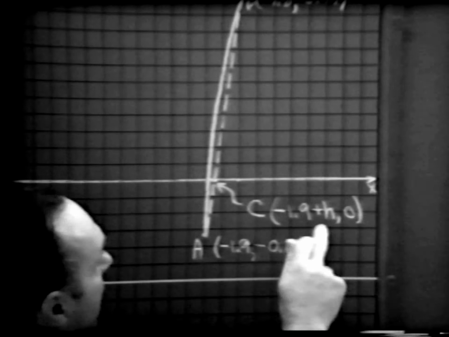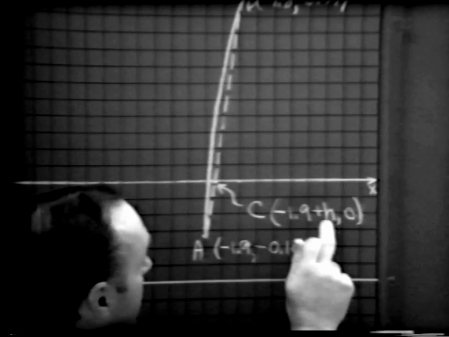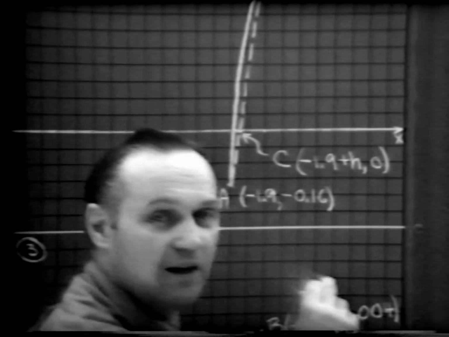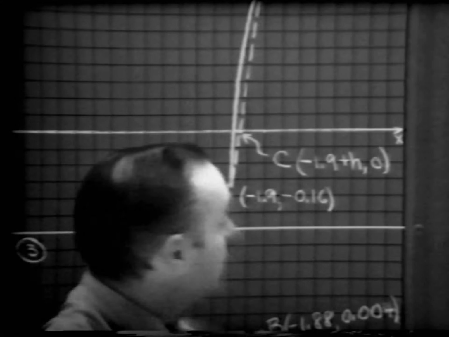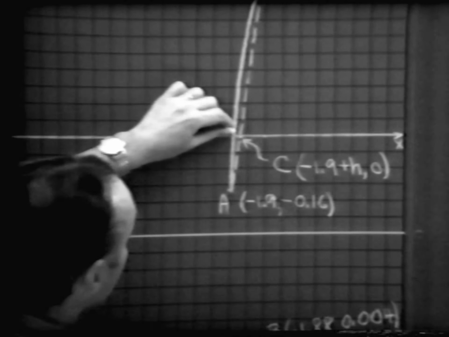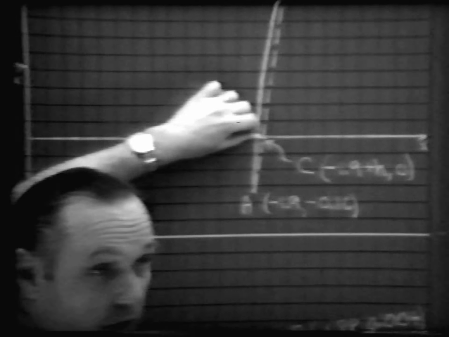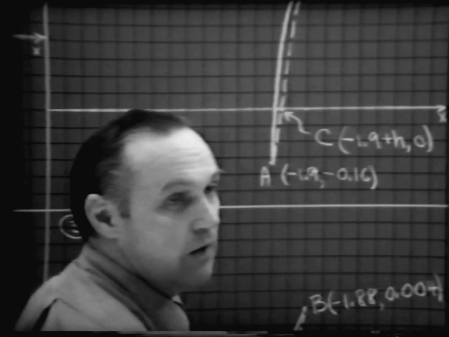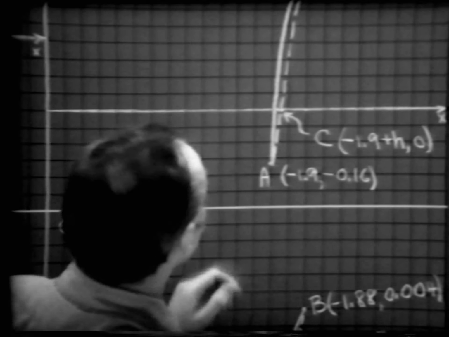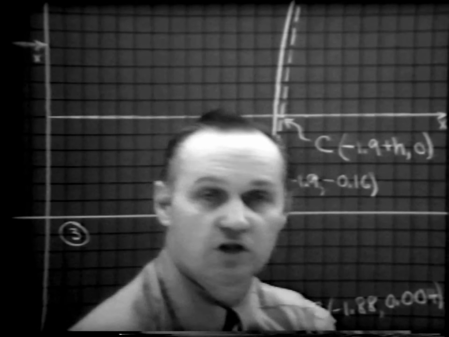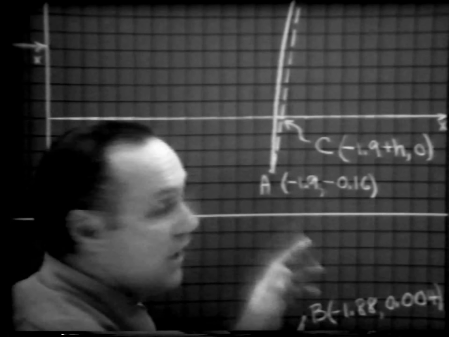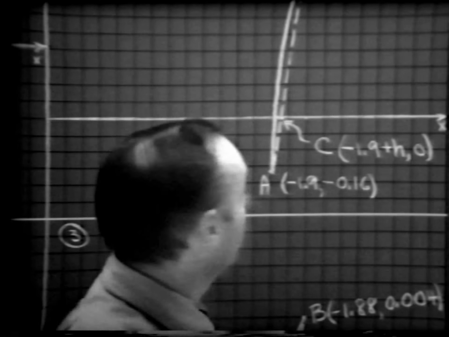Now, if we can find this number h, we then can add it to -1.9, and you think that's a pretty good approximation to this point right here, which is the actual point where it crosses the curve? All right, let's see how we can proceed. And the method that we're going to use is by means of the slope and what we might call a linear interpolation. Okay?